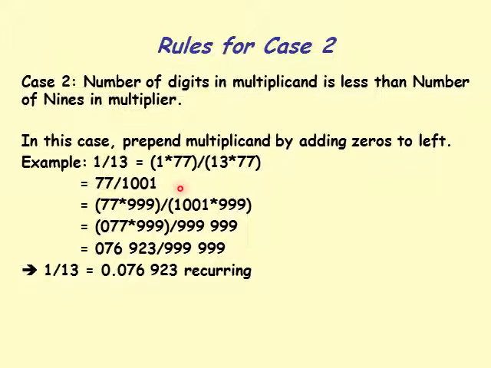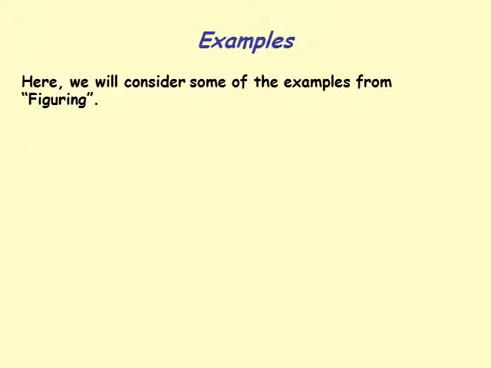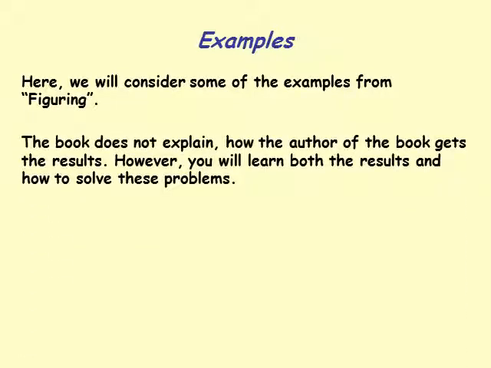So we use this multiplication by a sequence of nines in computing recurring numbers, and I believe they use it in some other areas such as astronomy. Okay, let's do some examples. Here we consider examples from the book Figuring: The Joy of Numbers by Shakuntala Devi. The book does not explain how the author gets the results. However, you will learn both the results and how to solve these problems.